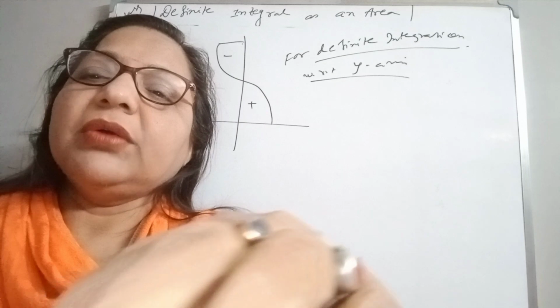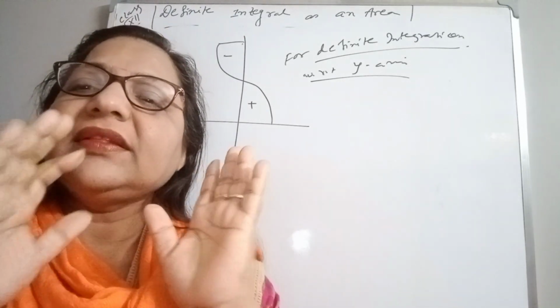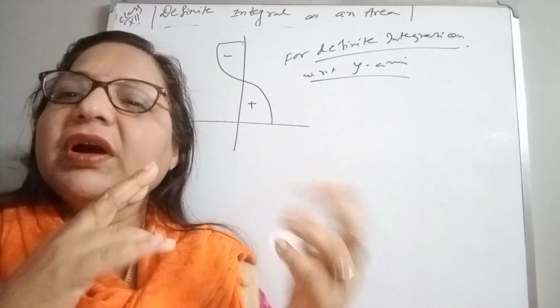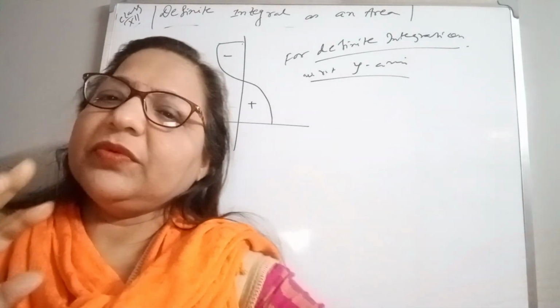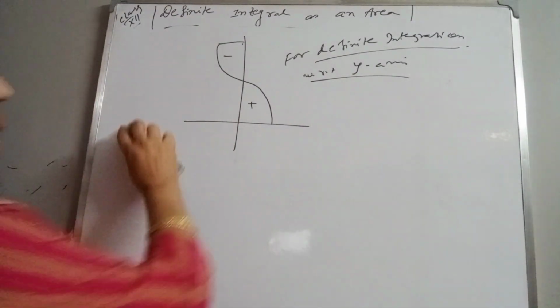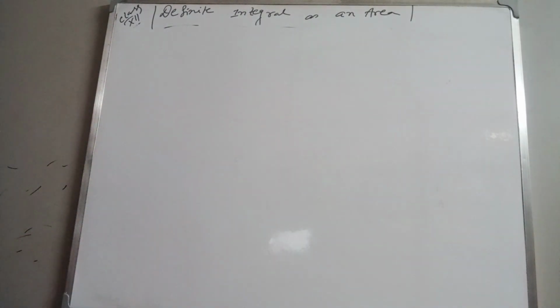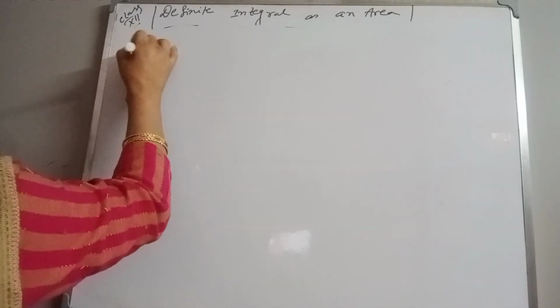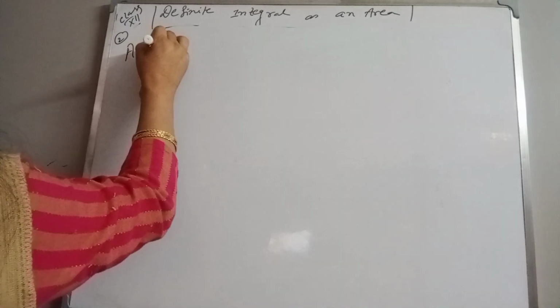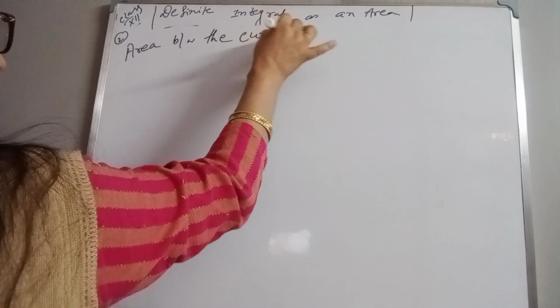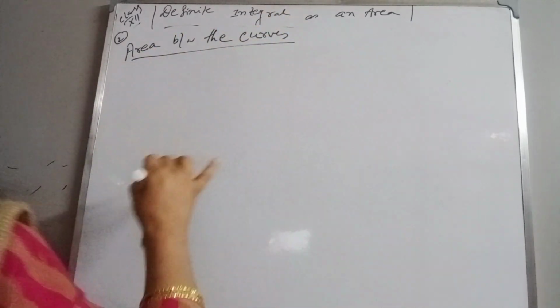Now I will discuss, if the question is to find the area between two curves, or the area between one curve and one line, this type of question you may get. So let me explain that. The second part: area between the curves. Area between the curves, what does it mean?